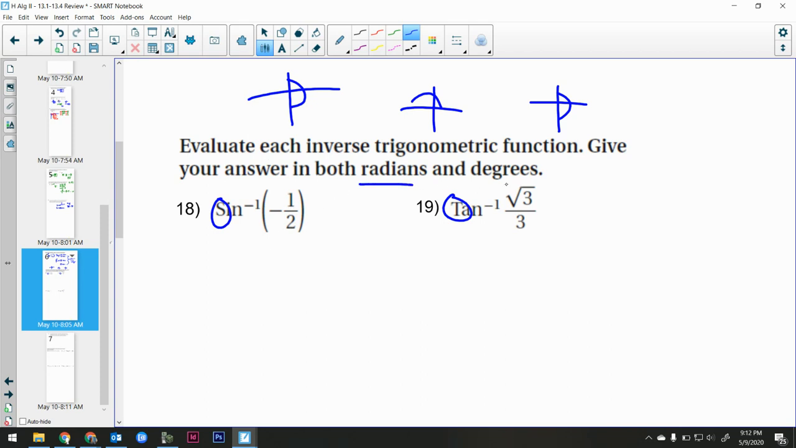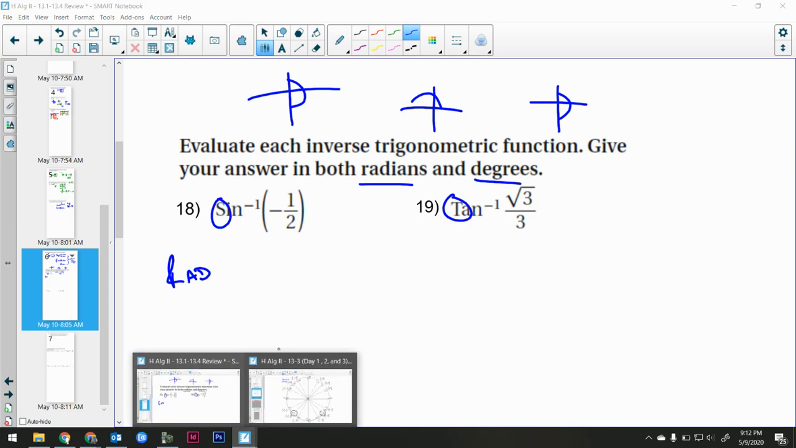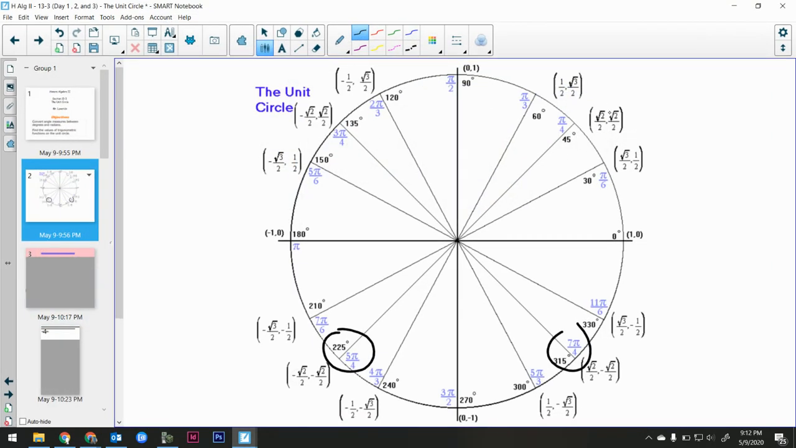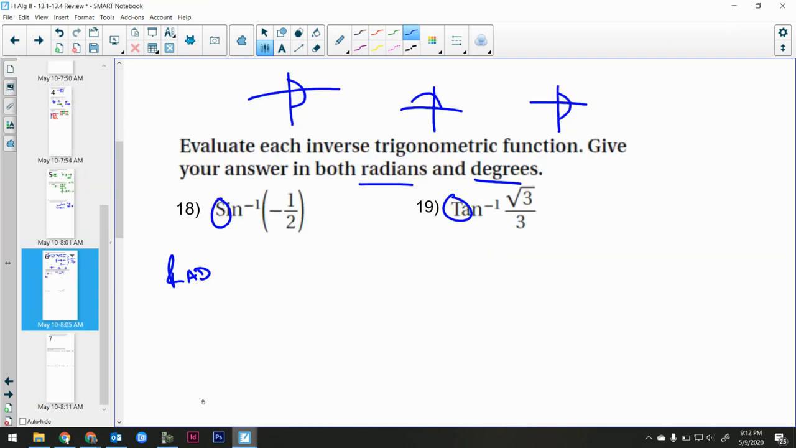Give your answer in both radians and degrees. Now I'm only going to get one answer here, right? So where is my y value? Sine is y, negative 1/2. And I'm only looking on the right side. I know it occurs again on the left side, but I'm only looking at the right side because that's the restricted domain. Right there. Okay, so 330 degrees, or 11 pi over 6.